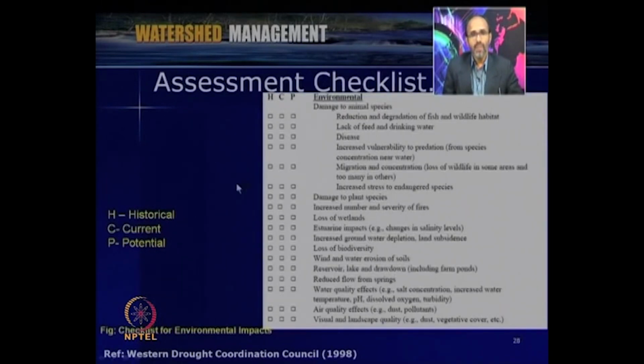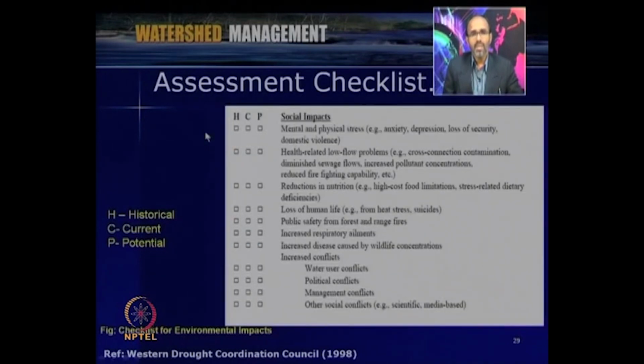Then with respect to the environmental impacts, this is also taken from the Western Drought Coordination Council website. There are environmental related issues like damage to animal species, then damage to plant species, and loss of wetlands, wind and water erosion of soils. Here again we can have the checklist like historical situation, current and potential. So, that way we can put the tick mark on the checklist, and then we can come up with whether the area is how much drought prone, and we can have the drought assessment.